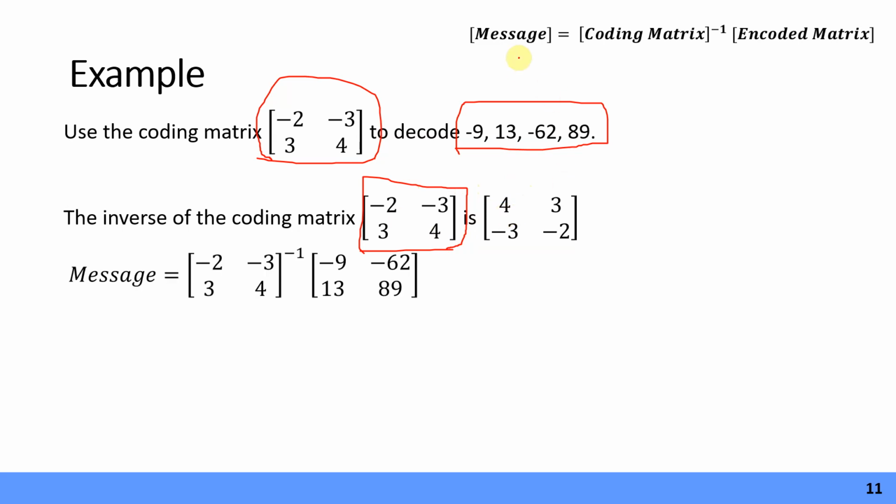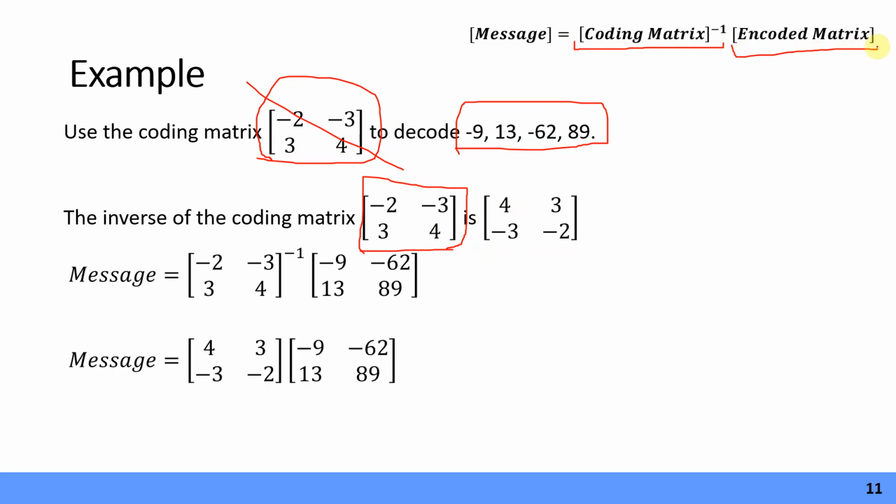Now I'm just going to use my formula. It tells me to use the inverse of the coding matrix. So you don't use the original one. You use the inverse, which is right here. And then you multiply it times the encoded matrix. Okay, so this is what happens. We found the inverse of the coding matrix, so we don't use this one. We use the inverse, which is right here. And then we multiply by the encoded matrix.